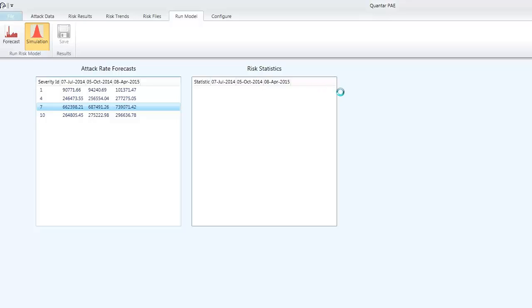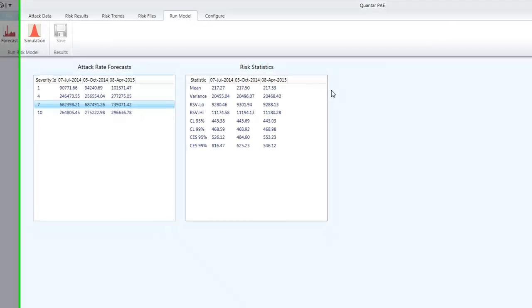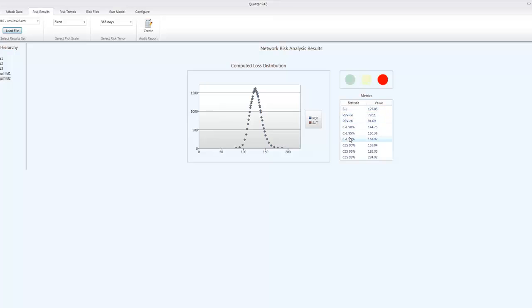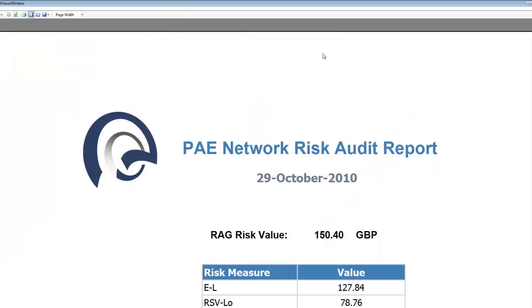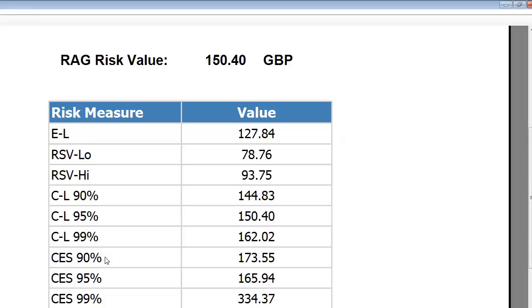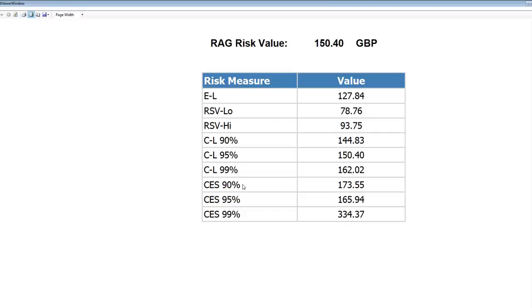Firstly is the expected loss. Next is the root semivariance. This is akin to the standard deviation, but it differs in that it's computed separately for the upper and lower parts of the loss distribution. The confidence level is for the percentage of level X. So here we have 90, 95 and 99% confidence levels. And finally there is the conditional expected shortfall for each confidence level. This is the expected loss if the loss exceeds the given confidence level of loss, and it's a better measure of risk than the confidence level.